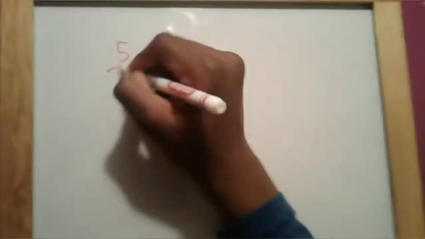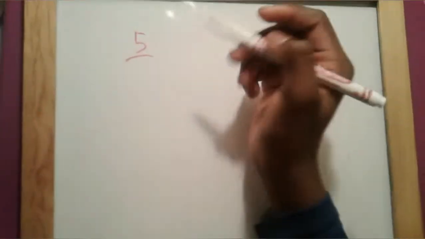So in today's video, I'm going to show you how to change improper fractions to decimals. Improper fractions are fractions that have a big numerator and a small denominator, like 5 over 3.